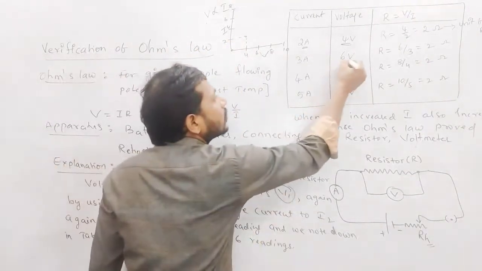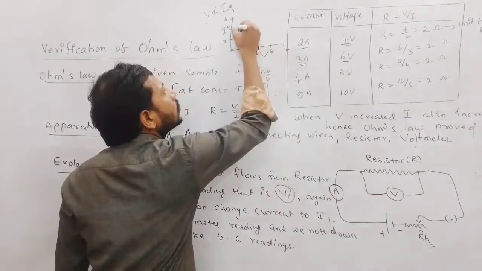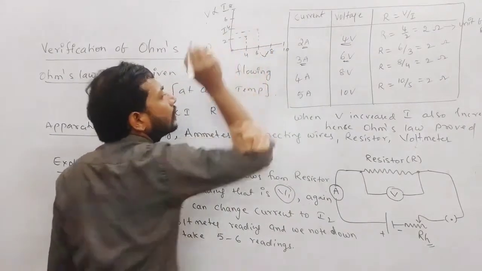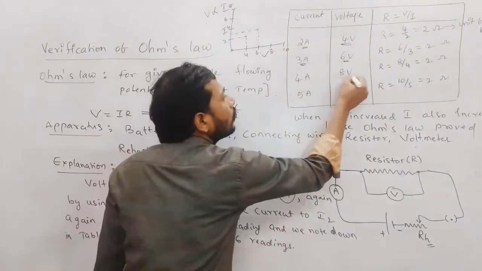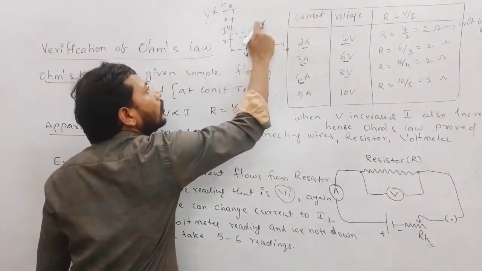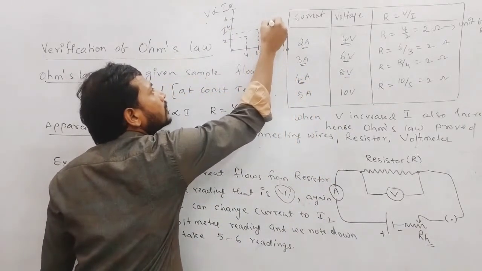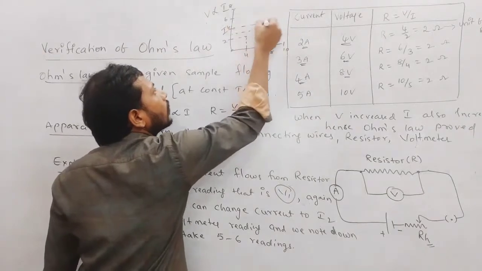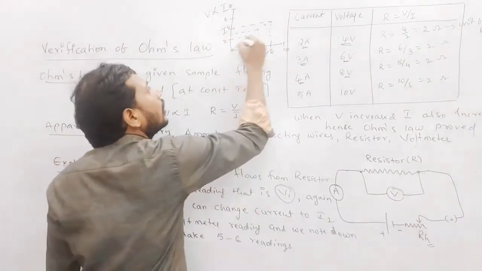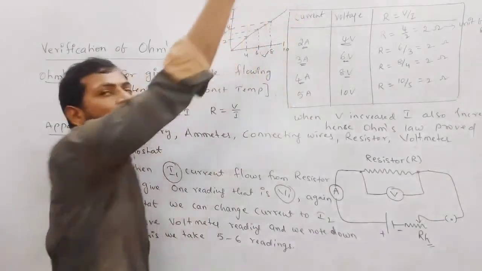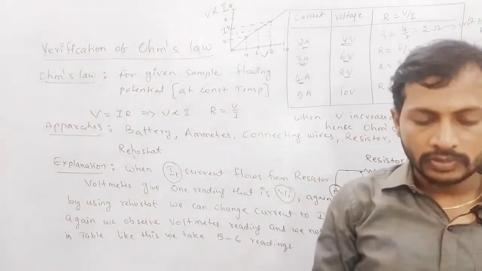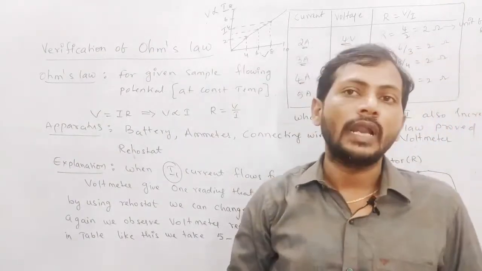Second case, 6 voltage, 3 ampere. 6 to 3, this is the 3. And 8 to 4, this is the 8, this is the 4. So I am going to make the line, children, 8 to 4. Like that, you take the points and draw the line, you are going to get a straight line passing through the origin. So now this is the proof of Ohm's law.